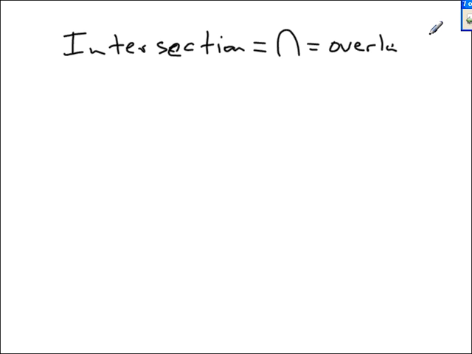Next, we are going to talk about intersection, denoted by an upside down U. And here we look for not add-on, but overlapping. Where things overlap, you found it, that's the intersection.